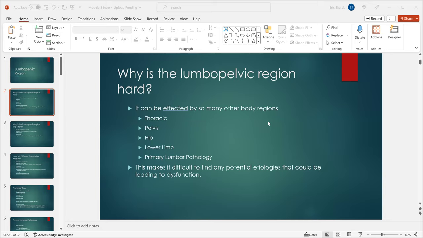And that's pretty much why this is so difficult to treat, because it can be affected by so many other body regions. We can have issues as far down as the first metatarsal, right? Or in the first MTP that will potentially affect the lumbopelvic mechanism. So that is a fairly daunting thought when we start seeing somebody come in with what we would call lumbopelvic pain.